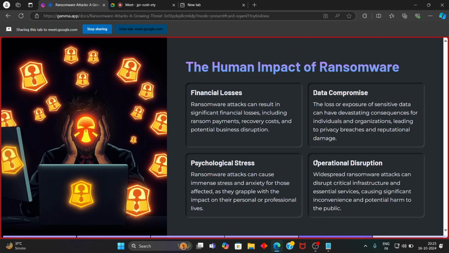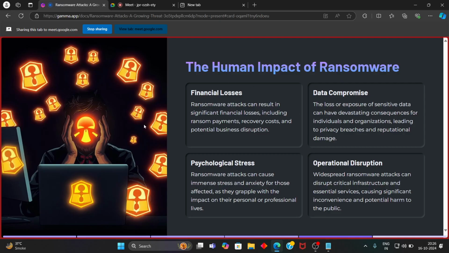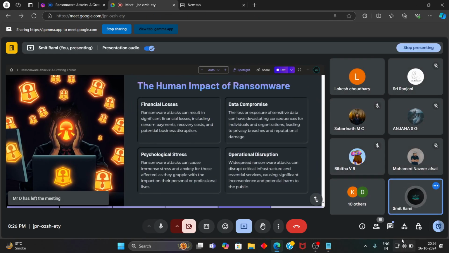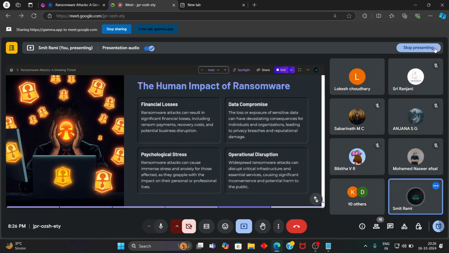The next is the human impact of ransomware. First is financial losses. Ransomware attacks can result in significant financial losses, including ransom payments, recovery costs, and potential business disruption. Then next is data compromise. The loss or exposure of sensitive data can have devastating consequences for individuals and organizations, leading to privacy breaches and reputational damage. These are the two main things that impact us as humans. Startups lack funds and money, and they face huge financial losses when these kinds of attacks are launched.